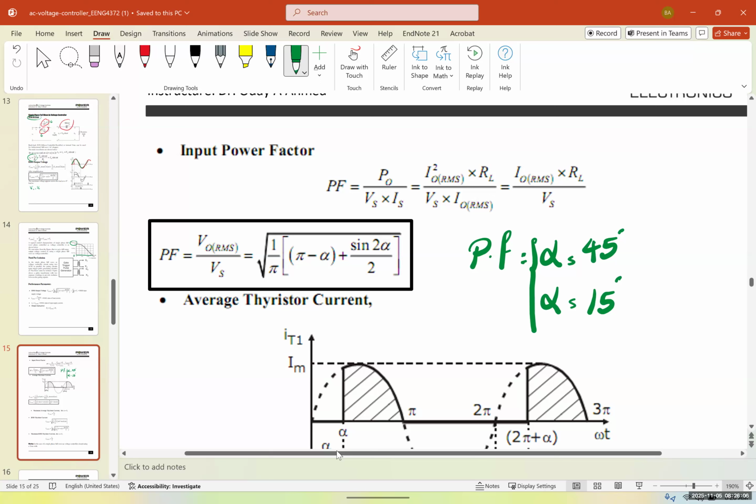By the way, again, in your exam, I will provide all the equations. You don't need to memorize them, but try to solve multiple examples so you get familiar with the equations and everything else.